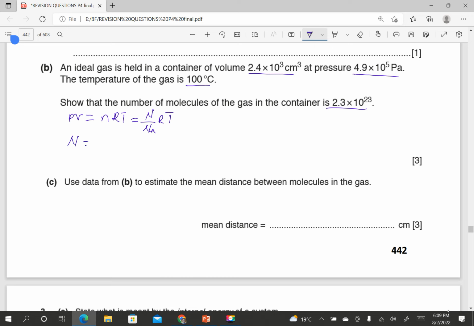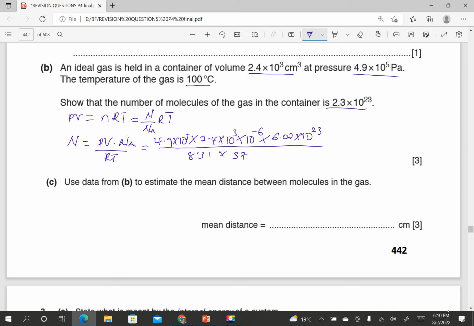I say the number of molecules will be equal to PV times Na divided by R times T. I'm substituting. Pressure is 4.9 times 10 power 5. Volume is 2.4 times 10 power 3, but it is in centimeters cubed, so I will say times 10 power negative 6 to change it to meters cubed. Avogadro's number is 6.02 times 10 power 23. This is divided by 8.31 times the temperature, which was 100 degrees Celsius, which is 273 if you change it to Kelvin. Press the calculator.